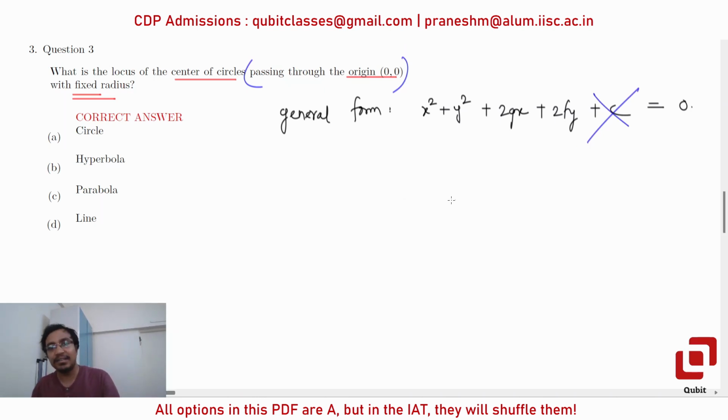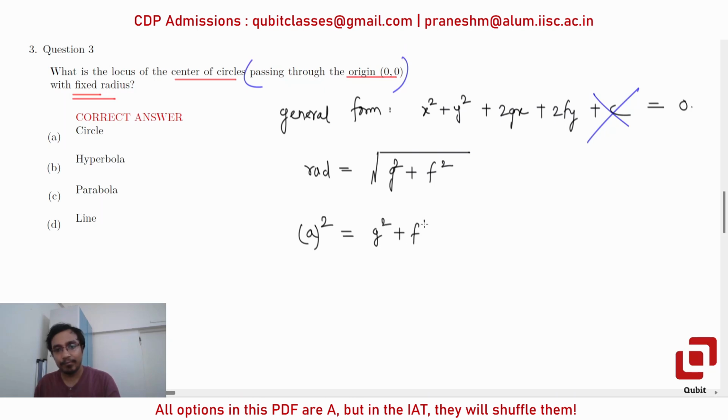Now if radius is fixed, what is the formula for the radius of the circle? Radius of the circle is root of g squared plus f squared minus c, but c is 0. Now if radius is fixed, let's call it a. What are we getting if we square it? g squared plus f squared equal to a squared. Now what does that represent? That represents a circle centered at origin.